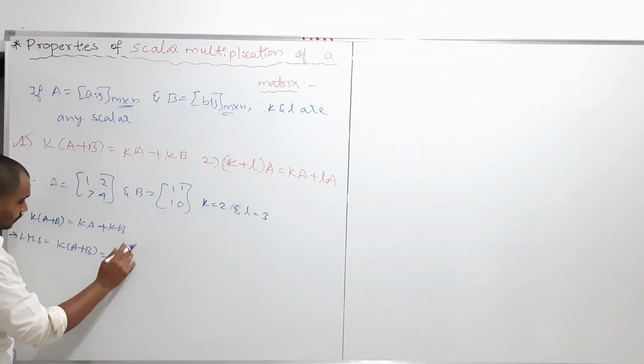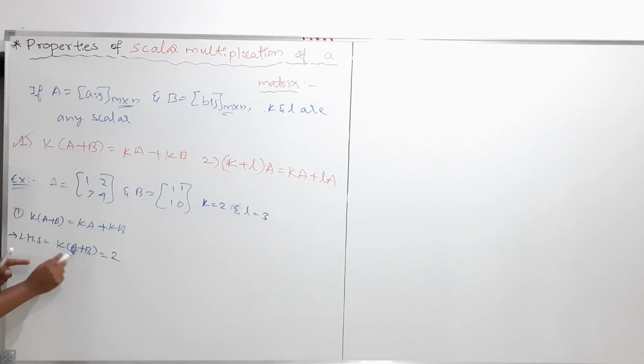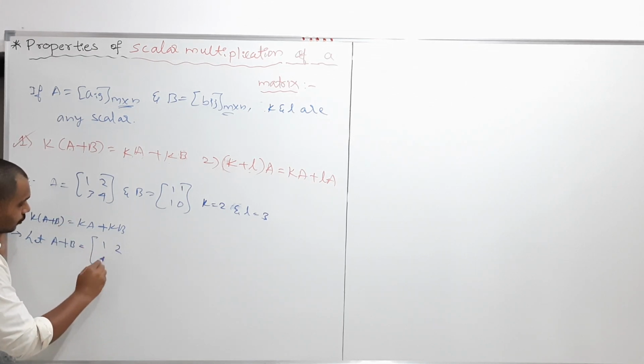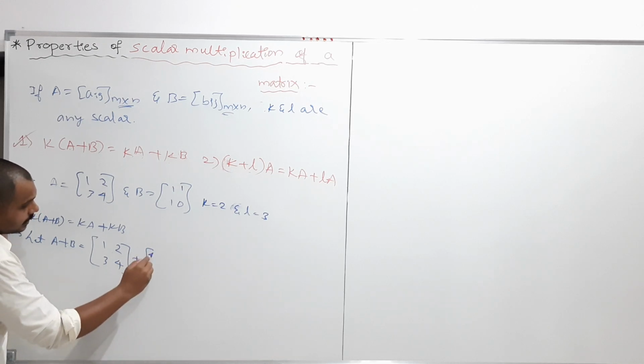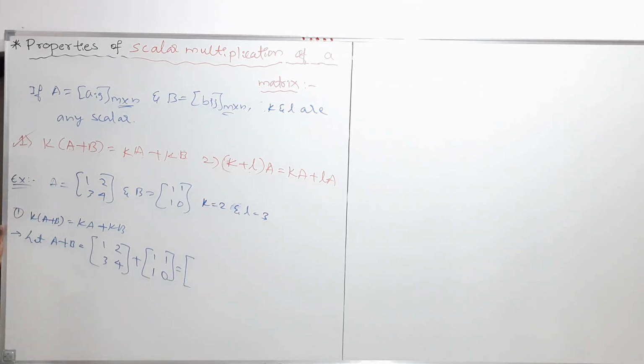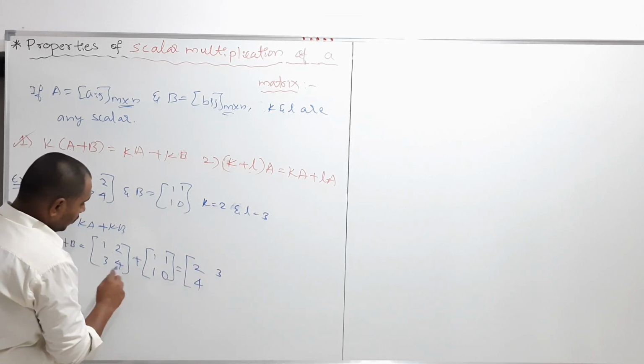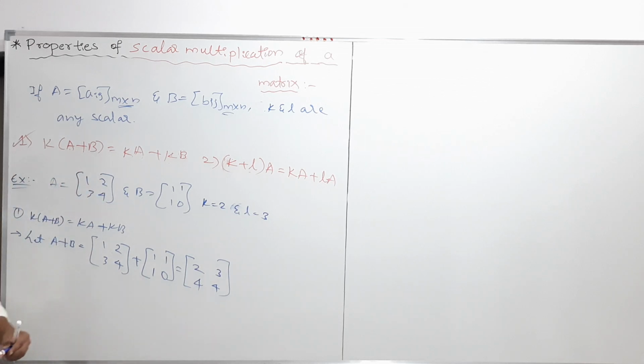And what is A plus B, my dear students? Before solving the LHS, first I'll add A plus B so that you can easily simplify. A is 1, 2, 3, 4, and B is 1, 1, 1, 0. Add these two matrices: 1 plus 1 is 2, 2 plus 1 is 3, 3 plus 1 is 4, 4 plus 0 is 4. Am I correct?